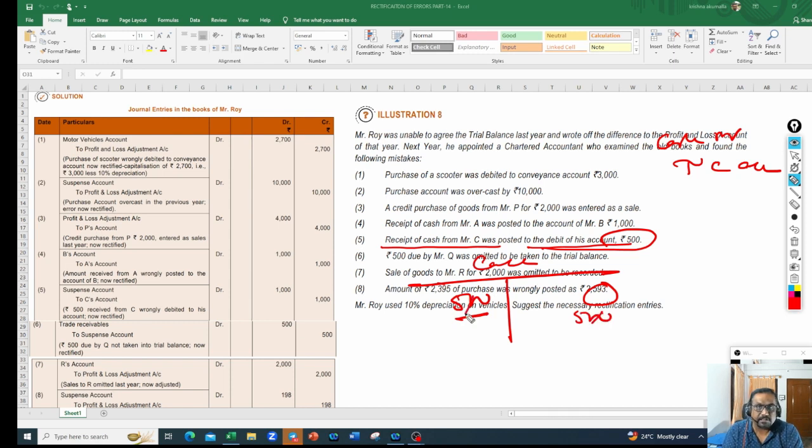To rectify this, I need to credit 500. So 500 got knocked off. Where is the credit in C? So I need to bring another 500. So total, how much amount I need to bring in C account? 1000. So C account has to be credited with 1000. Then which account I have to debit? I have to debit suspense account.